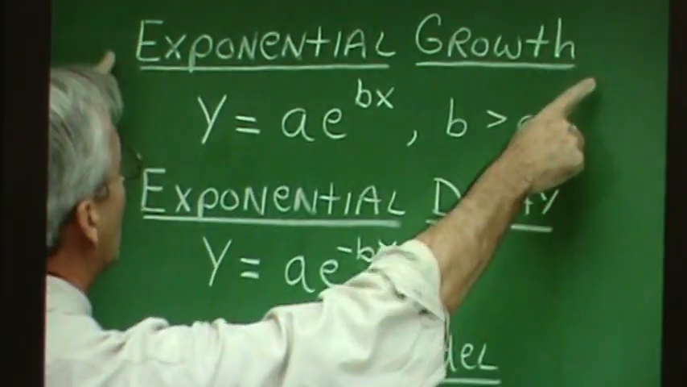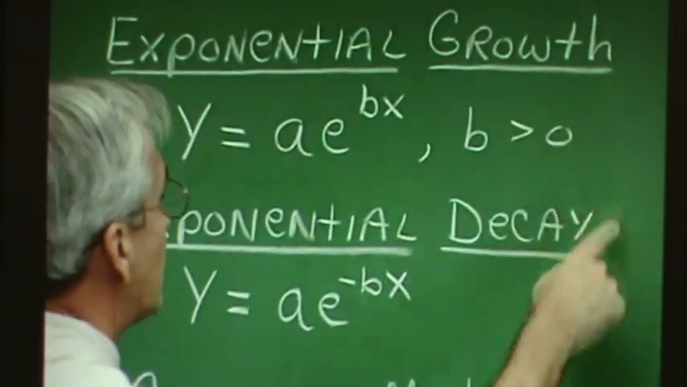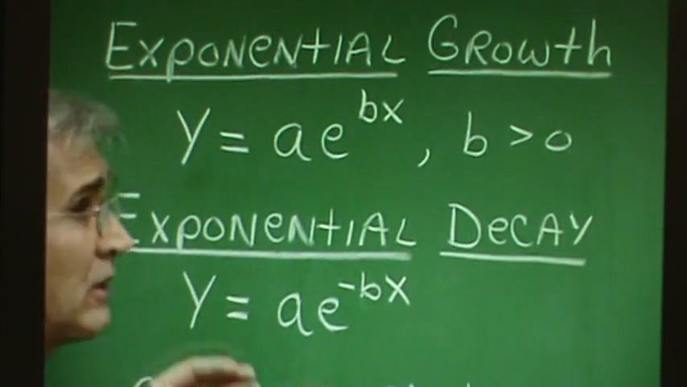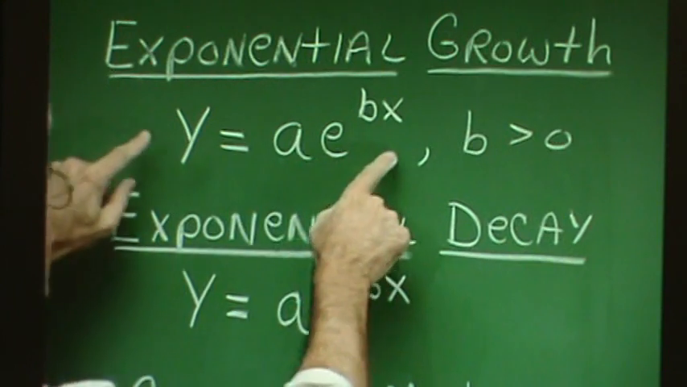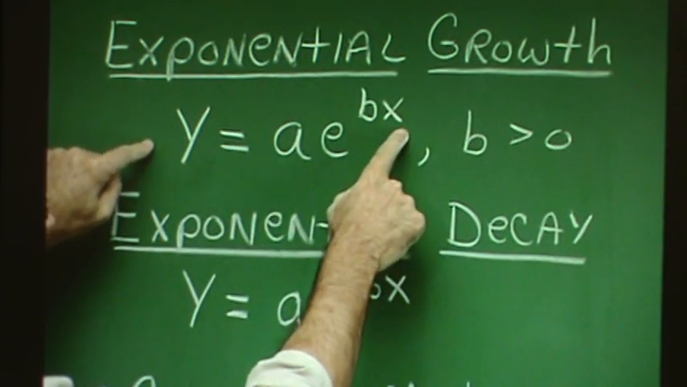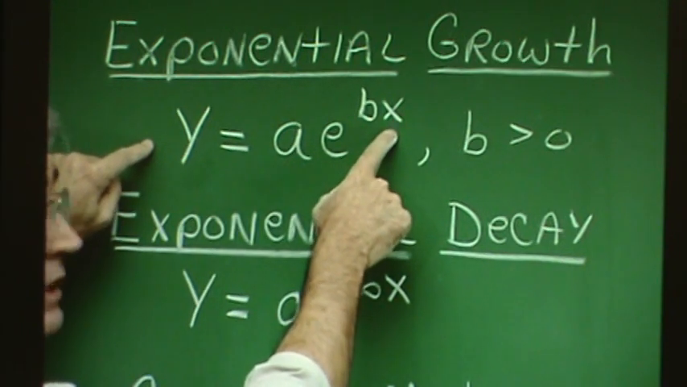The growth model is often used to emulate population changes. The decay model is often used with radioactive material and carbon dating and such things as that. Now just notice the nature of the equation. It says y equals a e to the bx power. Now the bx, notice the variable in the exponent here, hence an exponential equation.